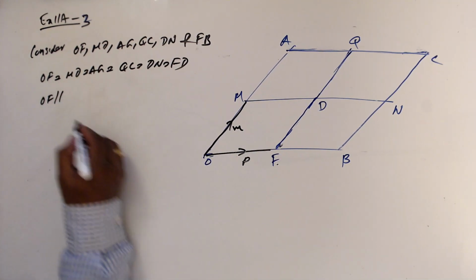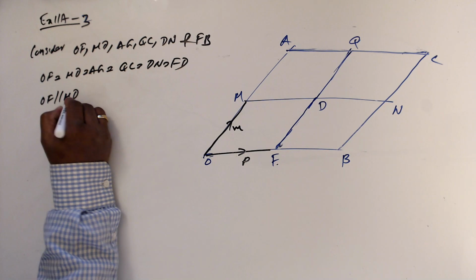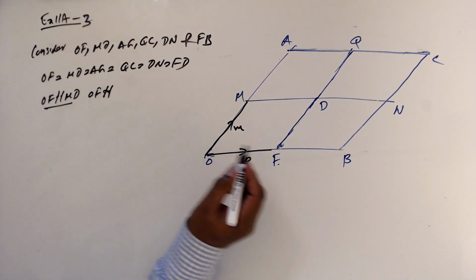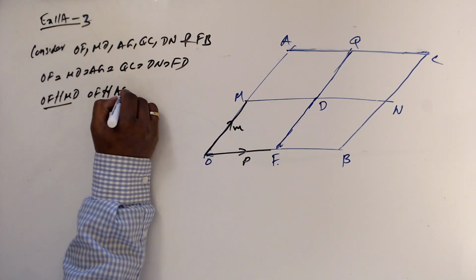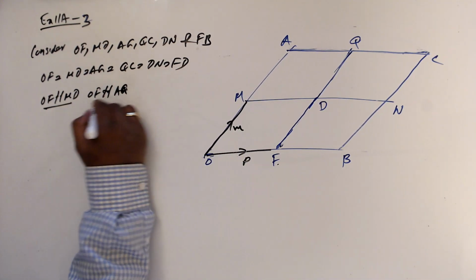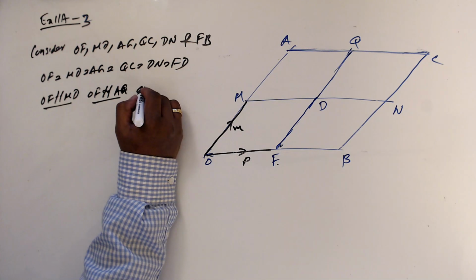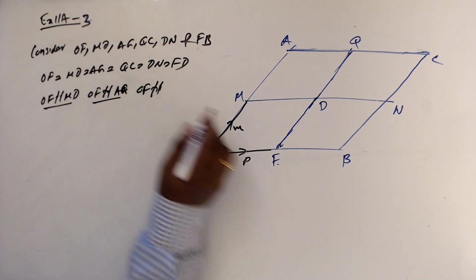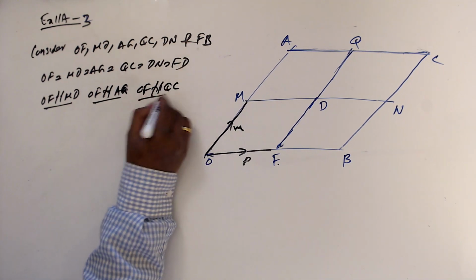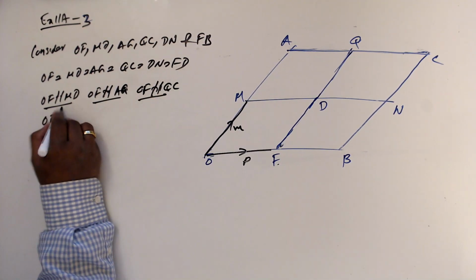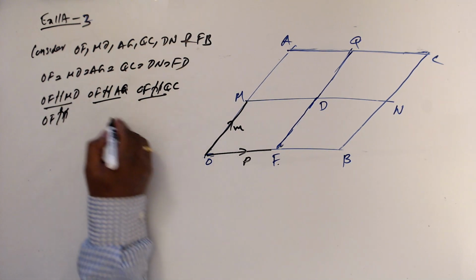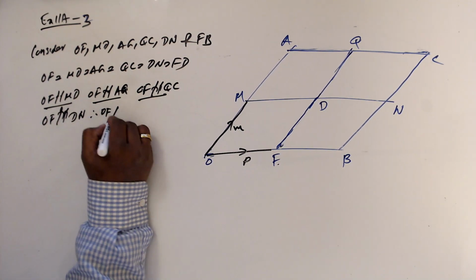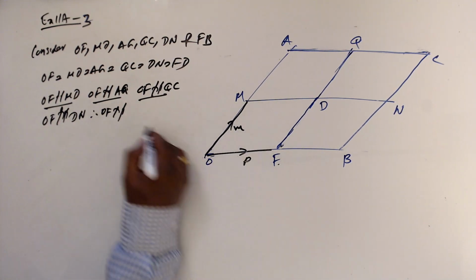OF parallel to MD. Again, OF parallel to AQ. Again, OF parallel to QC. Again, OF parallel to DN. Again, OF parallel to FB.